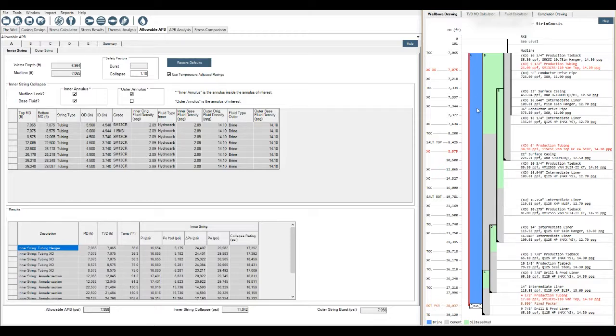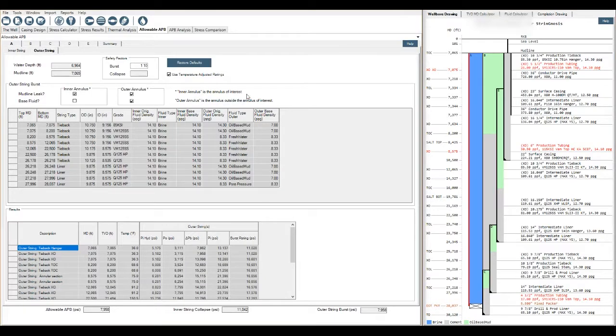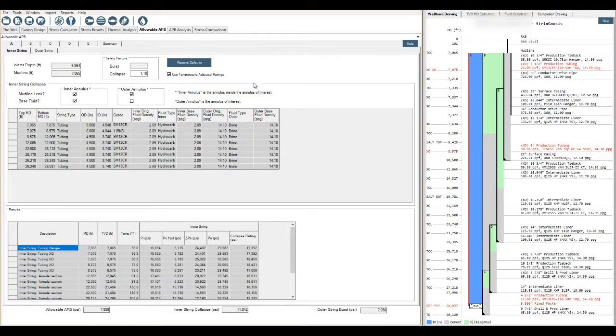So for this A annulus, the inner string would be our tubing, the outer string would be this tieback, and the same for each other subsequent string. When we're talking about inner annulus and outer annulus, they differ. You see the names change here depending on whether you're talking about the inner string and the outer string. So for the inner string, which is the tubing, the inner annulus is the annulus inside the annulus of interest, which would be what fluid is actually inside the tubing at the time. And the outer annulus is the annulus of interest, which is the A annulus that we're interested in. So this is the methodology we use throughout the whole of the APB modules.